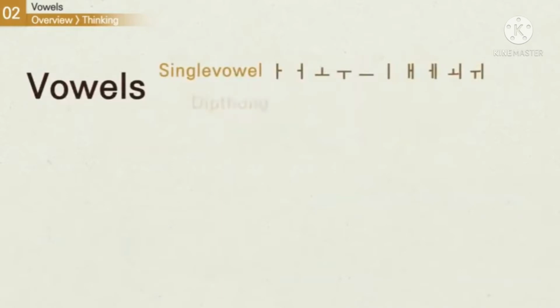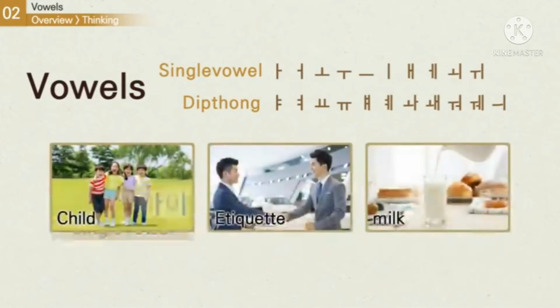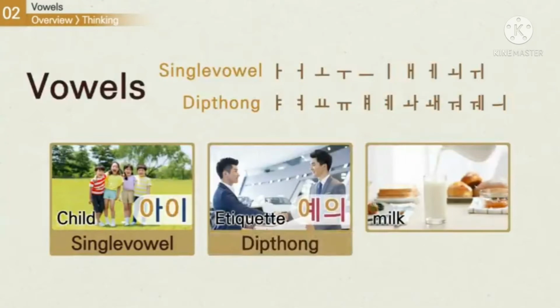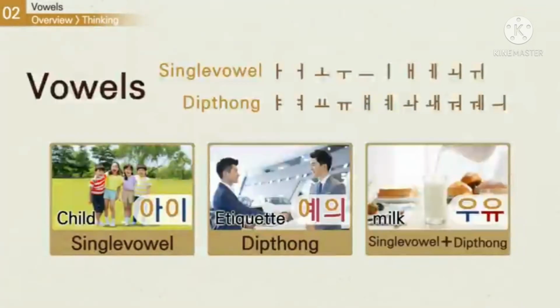There are two types of vowel characters, single vowels and diphthongs. I is made up of single vowels. Yei is made up of diphthongs. And uyu is made up of the single vowel u and the diphthong.